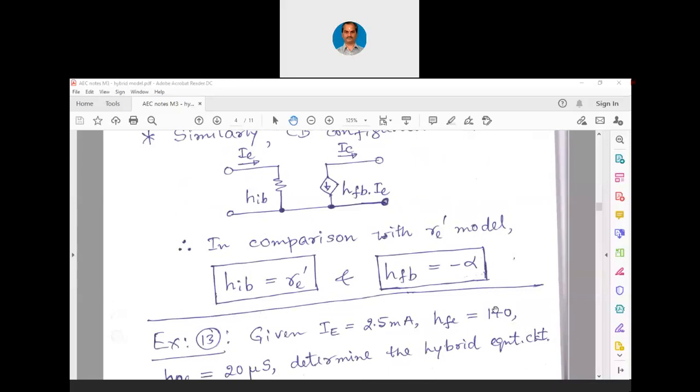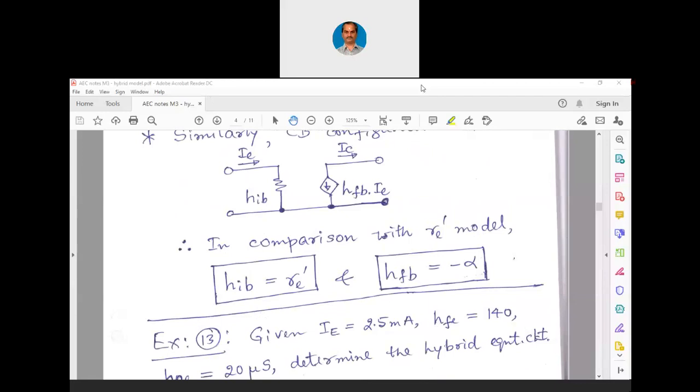Can you solve this exercise quickly? Someone has to solve this exercise and quickly give me the answers. Given IE equals 2.5 milliampere, HF equals 140, HOE equals 20 microsiemens. Determine the hybrid equivalent circuit.